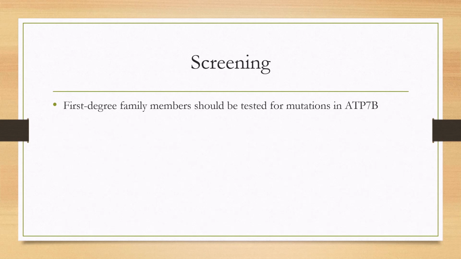For that reason, screening is important. For someone with Wilson disease, screening the first-degree family members will lead to earlier treatment, and they can be tested for mutations in the ATP7B gene.